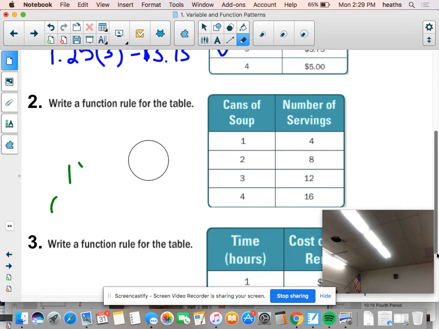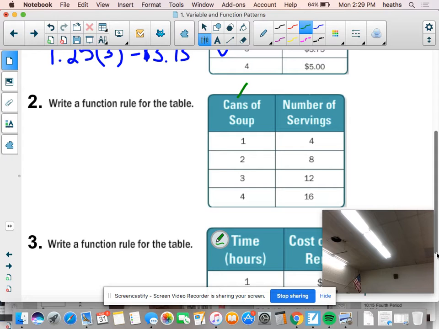The next one, cans of soup is going to be our x, or our input value, and number of servings is going to be our y value, or our output. I notice here your cans of soup goes up 1, 2, 3, 4. But with each can of soup, the number of servings seems to go up by 4. From 4 to 8 is 4. From 8 to 12 is 4. And from 12 to 16 is also 4.